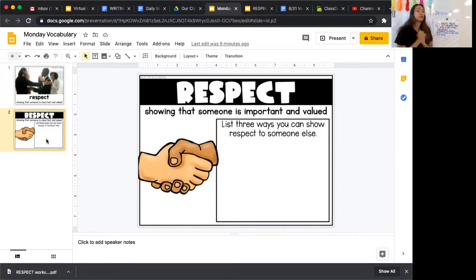So make sure that you're using respect every day, whether that's in a sentence that you're saying or the way that you act around people, right? It's a very important thing to do.